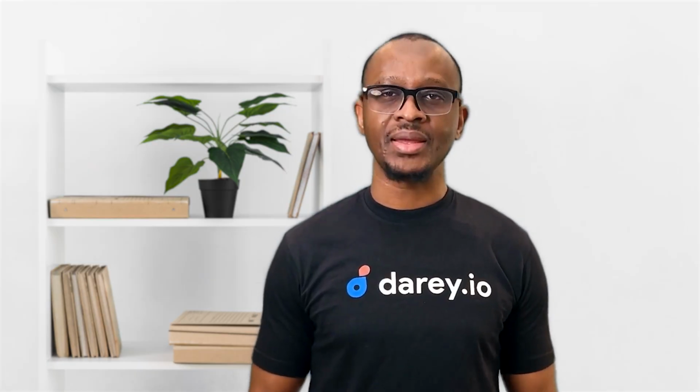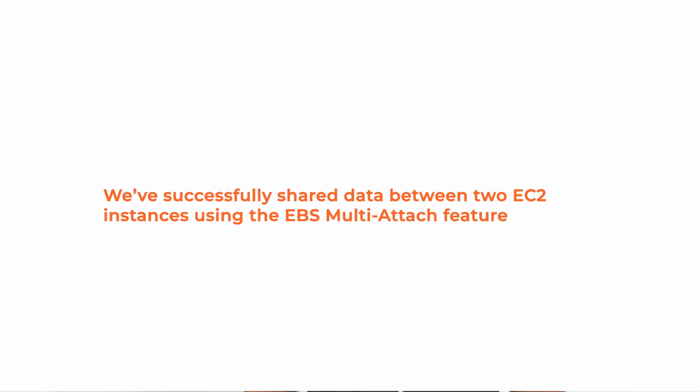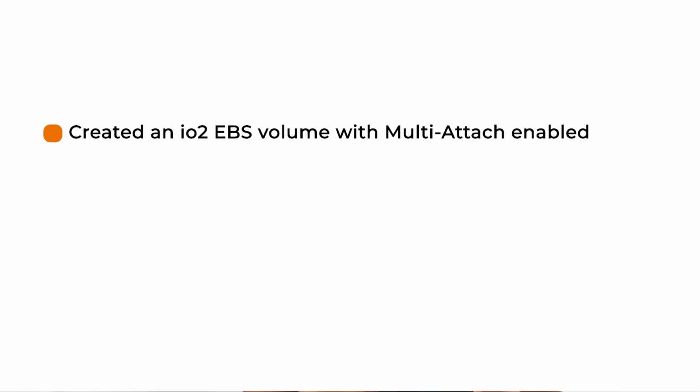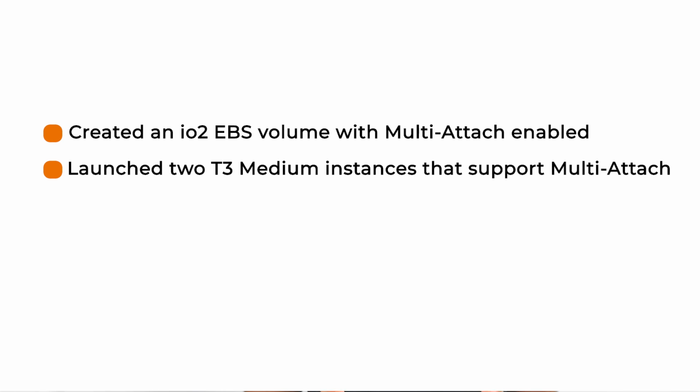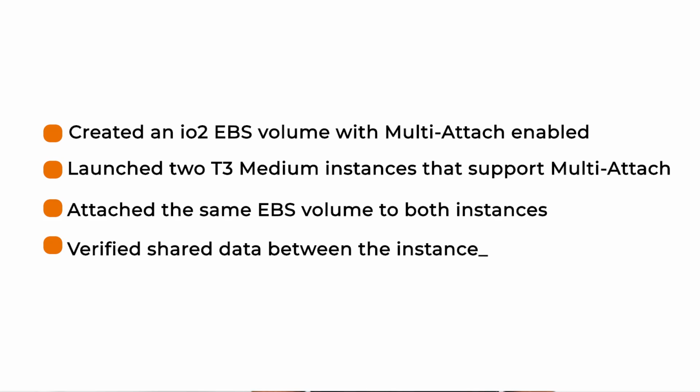And that's it. We've successfully shared data between two EC2 instances using the EBS Multi-Attach feature. In this demo, we created an IO2 EBS volume with multi-attach enabled, launched two T3 medium instances that support multi-attach, attached the same EBS volume to both instances, verified shared data between the instances.